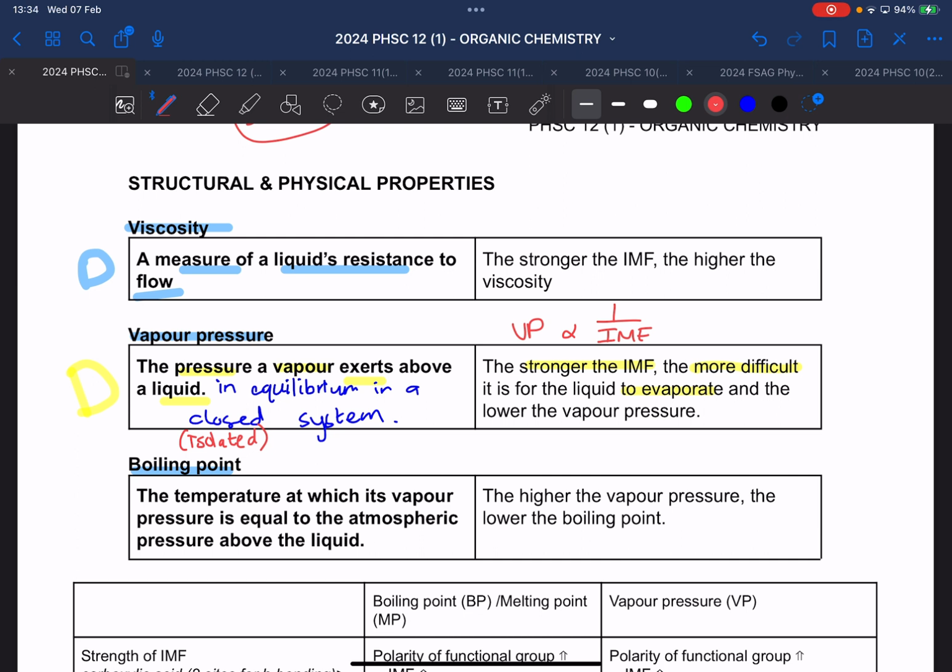But you cannot use this formula in an answer. When can you use this inversely proportional wording? When there's actually a formula on your data sheet that has these symbols in it. Do you have a formula on your data sheet with intermolecular forces? No. So you can't use these symbols or this formula in an answer. You can explain it in words. You can say, as the intermolecular forces increase, the vapor pressure decreases.